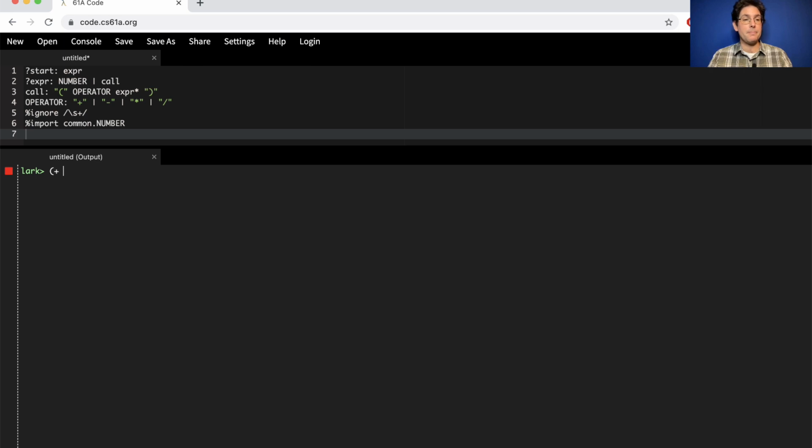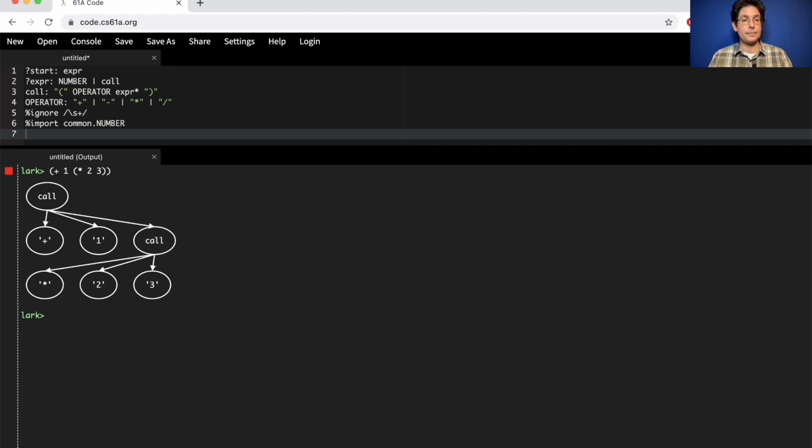So the expression 1 plus 2 times 3 is a call expression, plus 1, 2, another call expression, times 2, 3. And where are the nodes for the expr symbol? Well, they have been omitted because of this question mark.